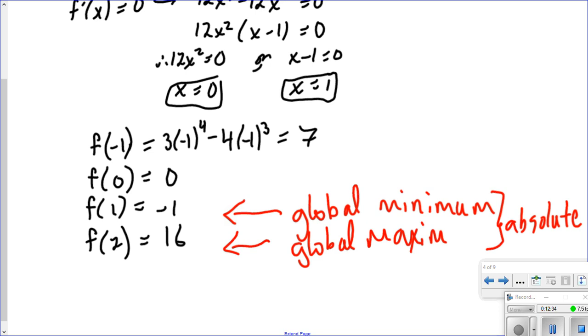Okay, well 7, let's look at it this way. These are going to be locals, okay? At -1, going from left to right, I have a value of 7, and then when I skip over one point along the x-axis, I drop down to 0. So clearly I'm decreasing, right? My function's decreasing on this interval. So this will be a local max, and this one would be a local.